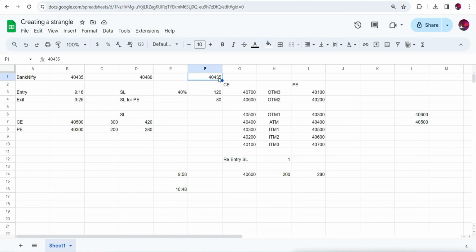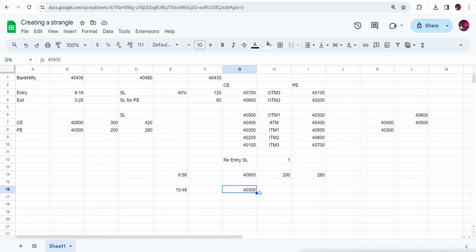So what is our at the money? According to this, at the money is 4400. What is one strike out of the money put? One strike out of the money put is 4300. This is at 10:48 whenever the stop loss hits. So it will select the 4300 put option, and at the 4300 strike it will sell. Assume the price of 4300 is 300 rupees.